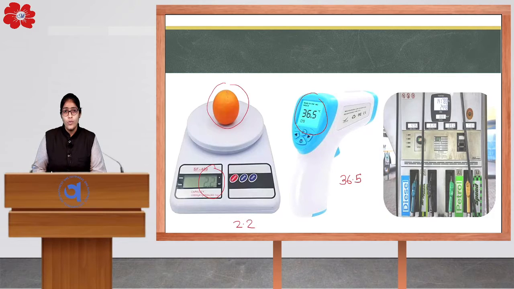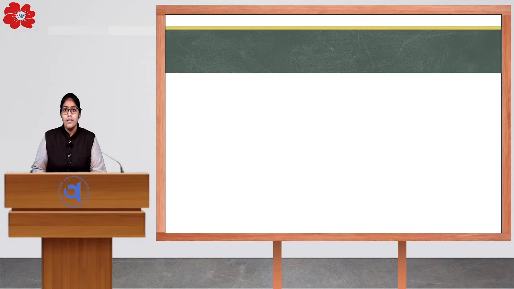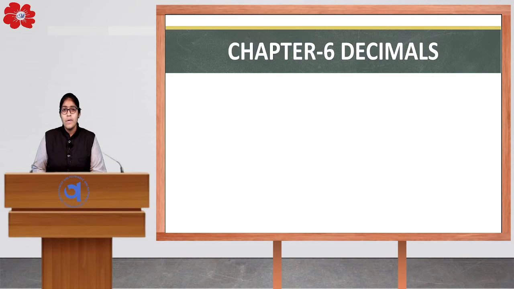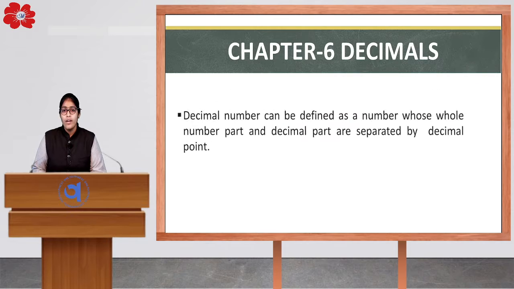Now, you all might have visited a petrol pump and you might have seen this machine there. This machine shows the quantity of petrol in liters and its price in rupees using a set of numbers. Now, can you find some similarities in all of these numbers? Yes, they all contain a point in them, and such numbers with a point are known as decimal numbers. So let us begin with our chapter number 6, that is decimals.